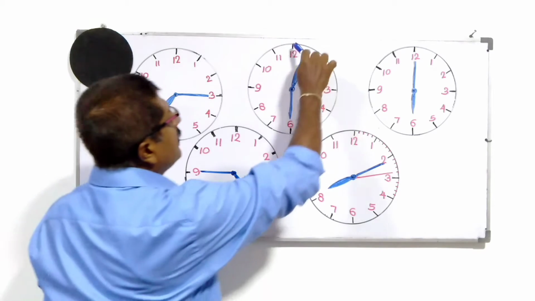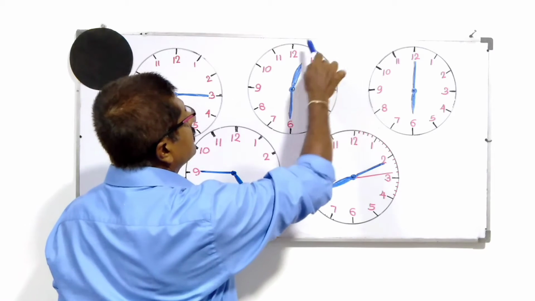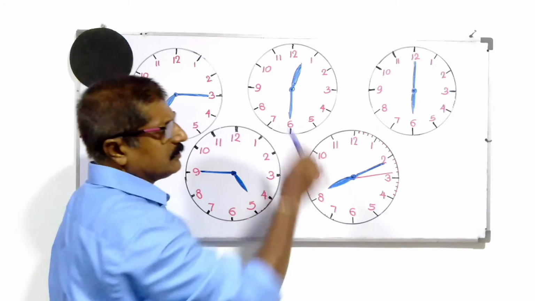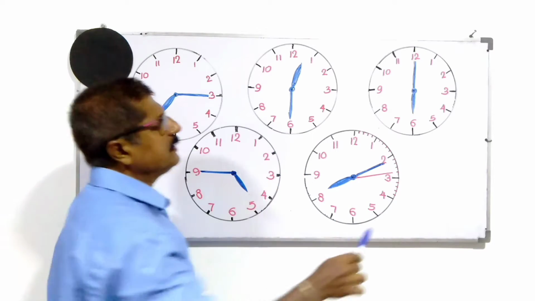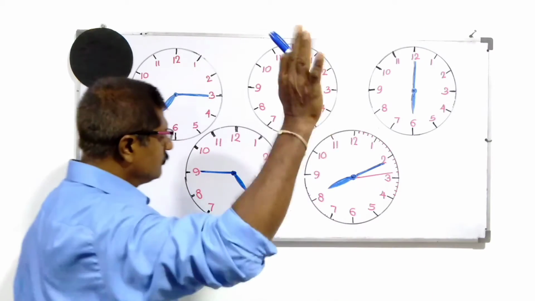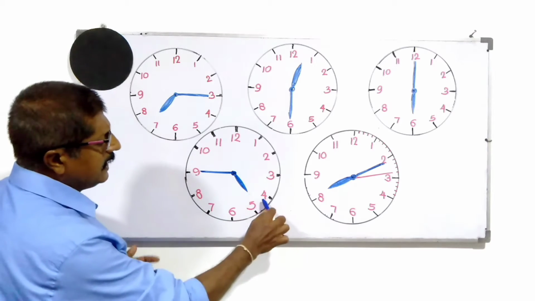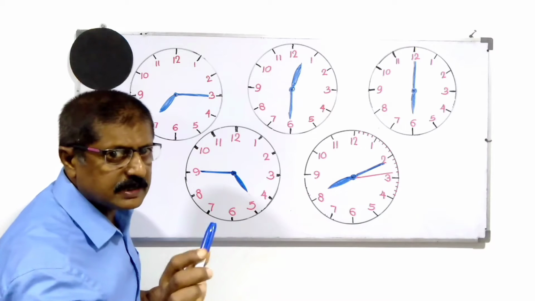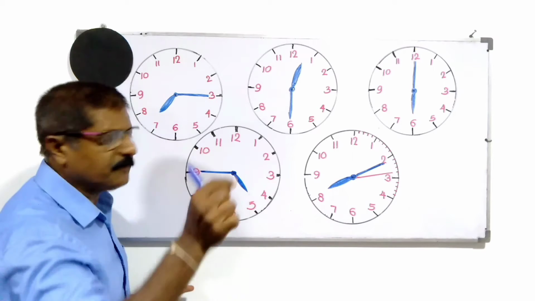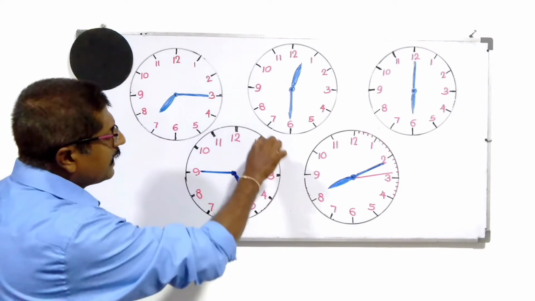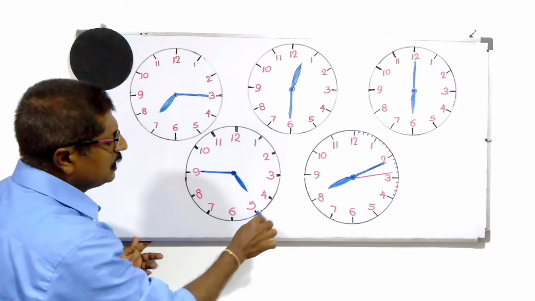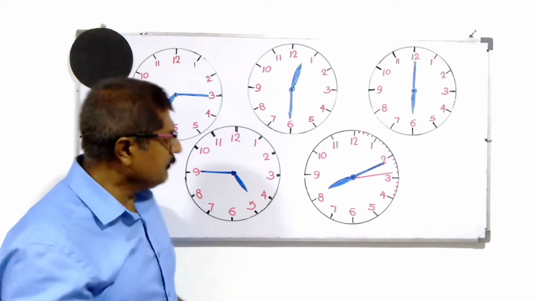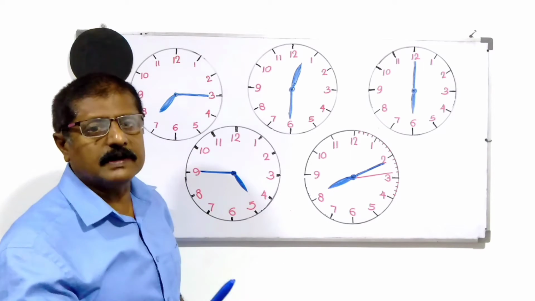In here, the hour hand goes to the middle of 12 and 30 minutes. Exactly half. In here, exactly 6 o'clock. In this one, the hour hand has gone past 4 but not yet reached 5. It's a little before 5. 4 and 5, 10, 15, 20, 25, 30, 35, 40, 45. So 4 and 45 minutes.